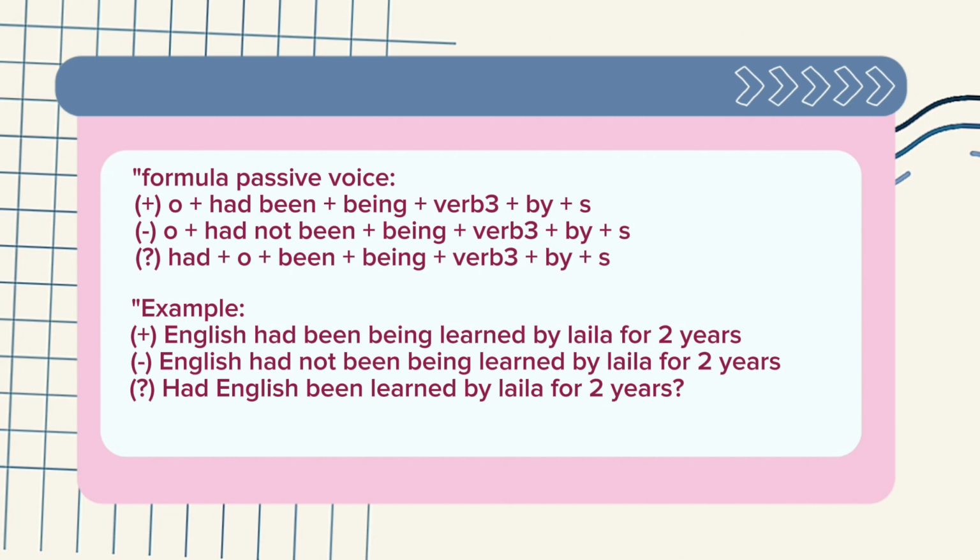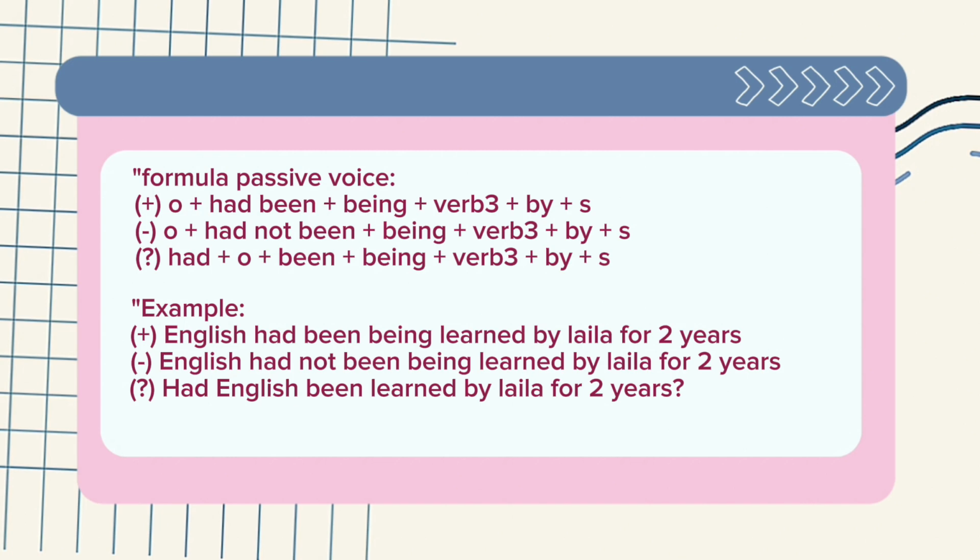And next, in a negative sentence, there is object plus had not been plus being plus verb 3 plus by plus subject. So in a negative sentence, we just need to put not between had and been. For example, English had not been being learned by Laila for 2 years.